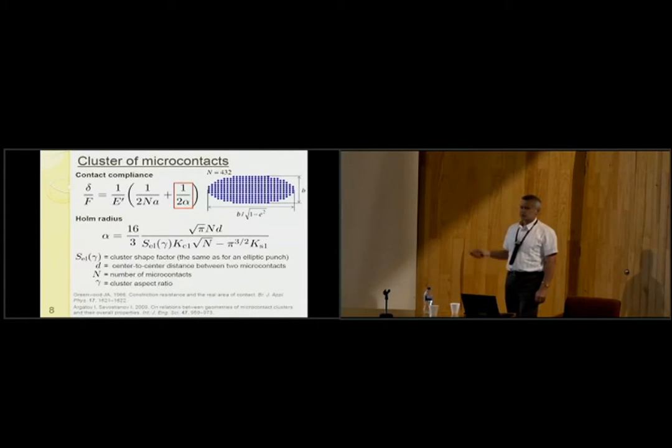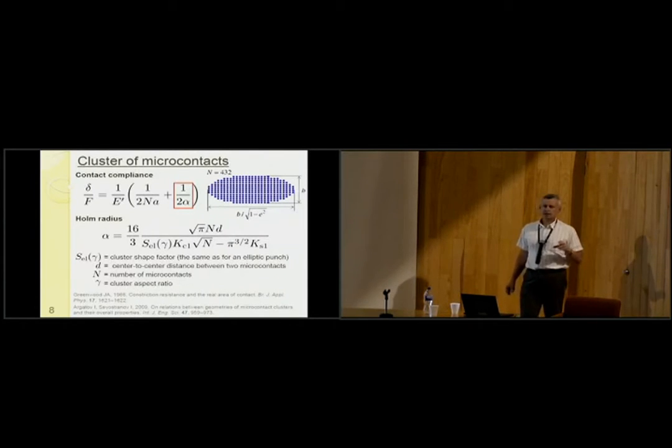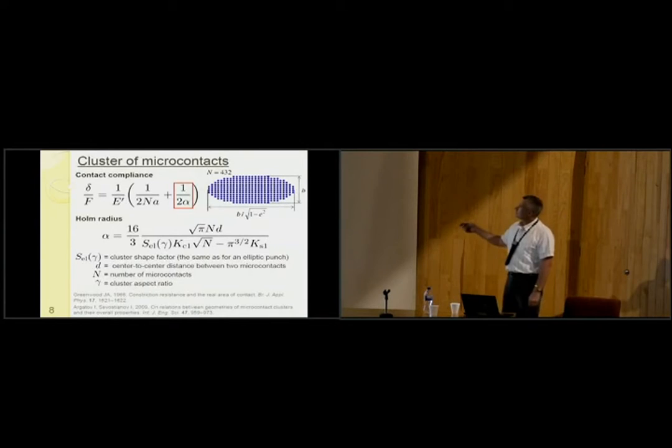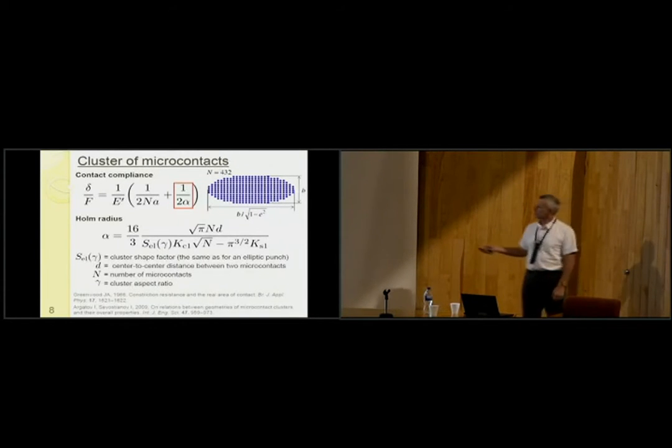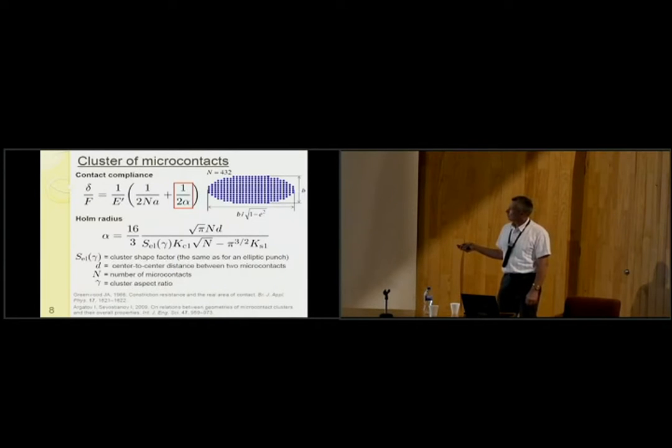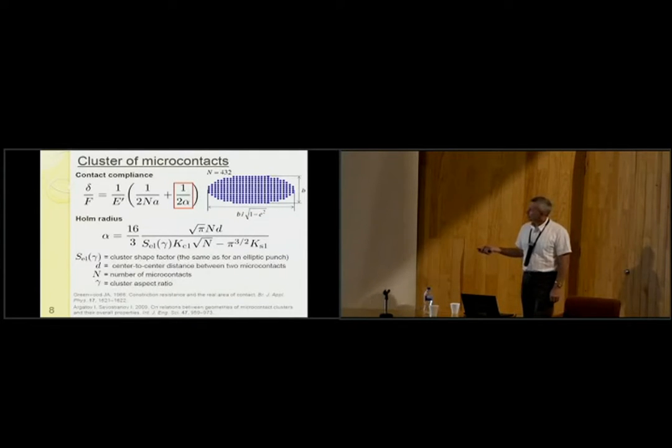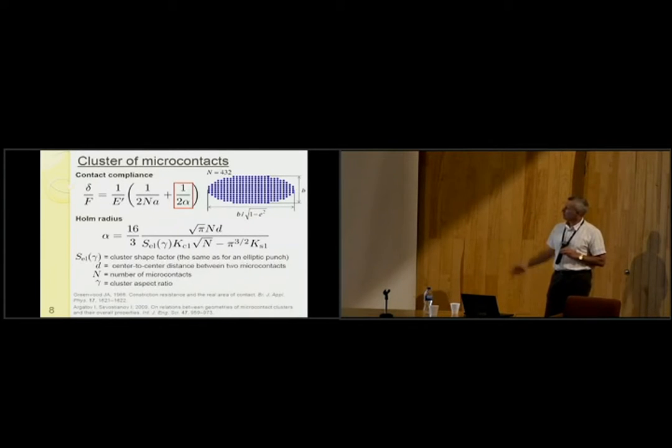His consideration was based on an example of a circular cluster, and in this case, the Holm radius approximately coincides with the radius of the cluster. However, when we come to clusters of different shapes, the concept of Holm radius should be generalized, and we did this. In particular, a very amazing finding was that the cluster shape function is the same as that for an elliptical punch.